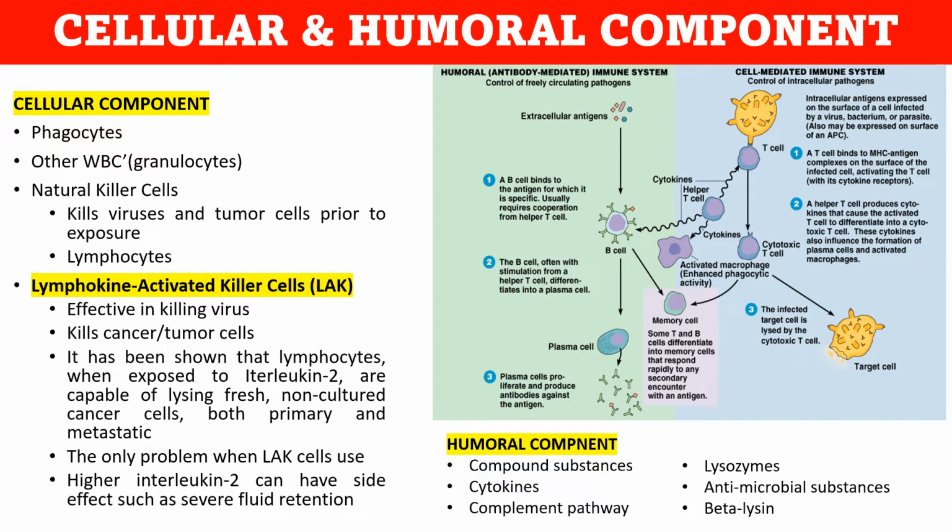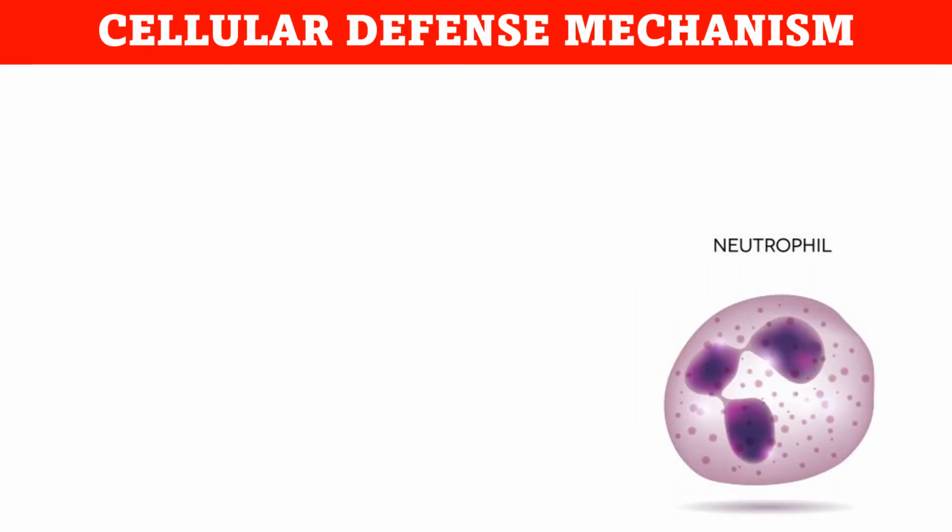Cell-mediated immune system. A T cell binds to MHC antigen complexes on the surface of the infected cell, activating the T cell with its cytokine receptor. Second, a helper T cell produces cytokines that cause the activated T cell to differentiate into a cytotoxic T cell. These cytokines also influence the formation of plasma cells and activate macrophages. Lastly, the infected target cell is lysed by the cytotoxic T cell.